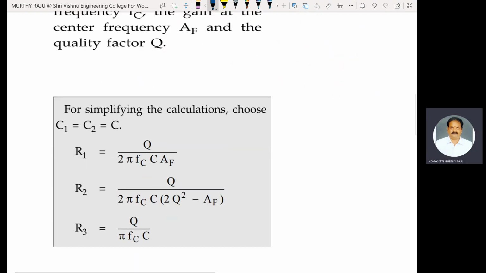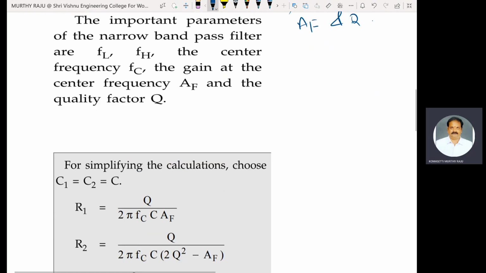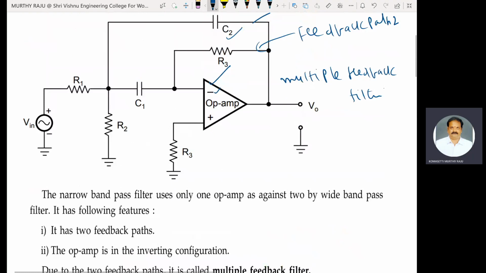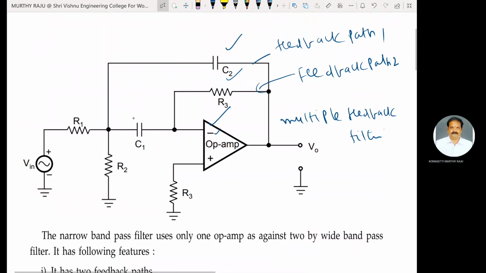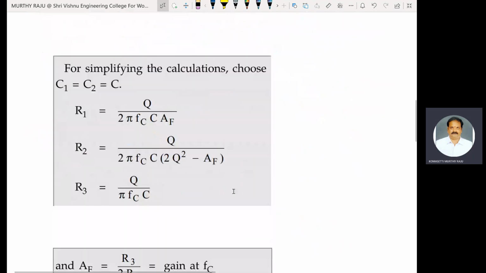For simplifying the calculation, choose C1 equal to C2 equal to C. Two capacitors are used here, C1 and C2. By using a derivation, we will get the R1, R2, and R3 values. Later, we will see the derivations of R1, R2, and R3.